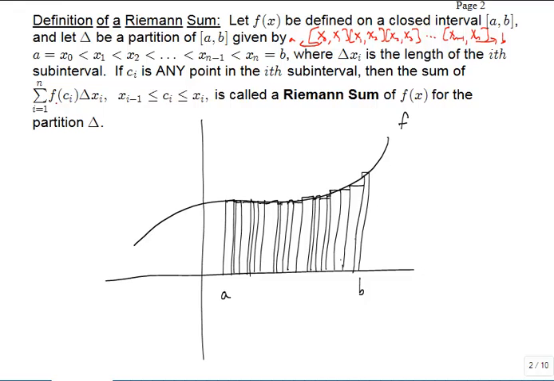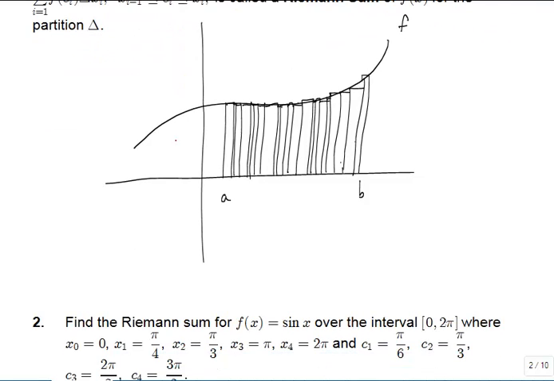Then a Riemann sum is the sum from 1 to n of f of c sub i times delta x sub i, where this c sub i is within that ith subinterval. And this is called a Riemann sum of the function f for the partition delta. So here's a picture. You can see that you've got this function f, and now we're being a lot more general. That's what a Riemann sum does. It doesn't restrict us to using a regular partition and always using right endpoints. Now a Riemann sum gives us a lot more freedom.